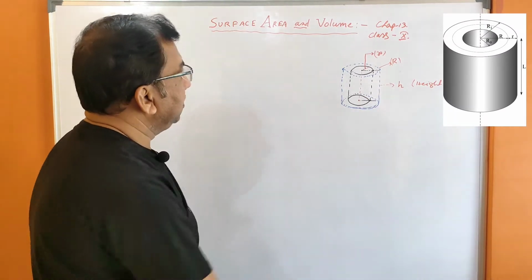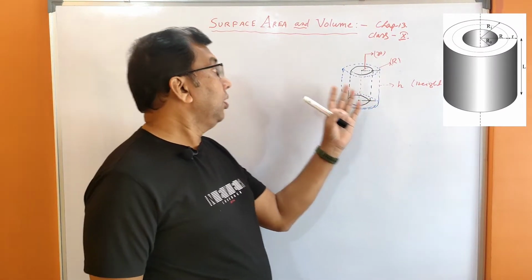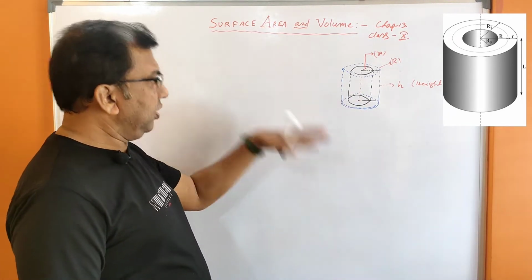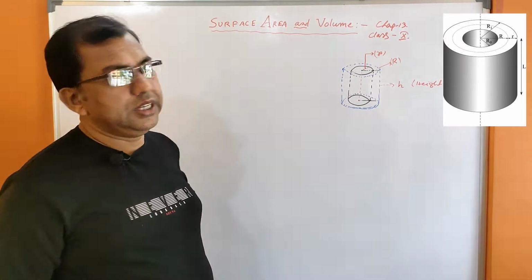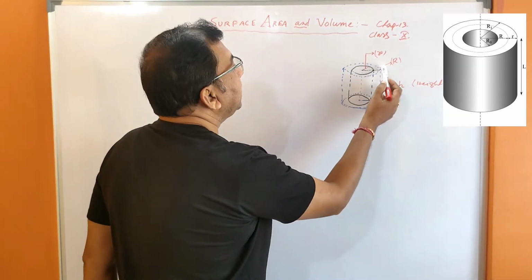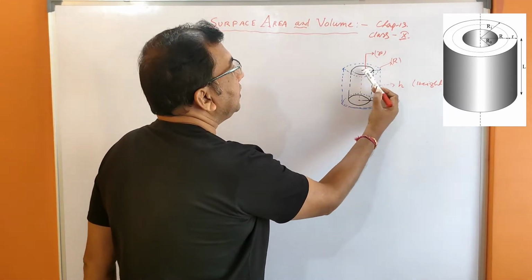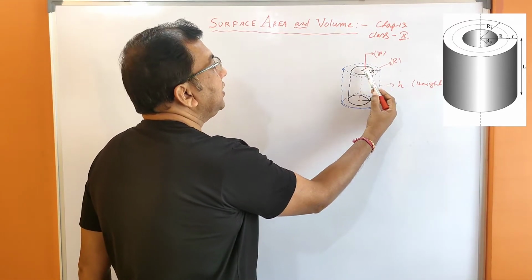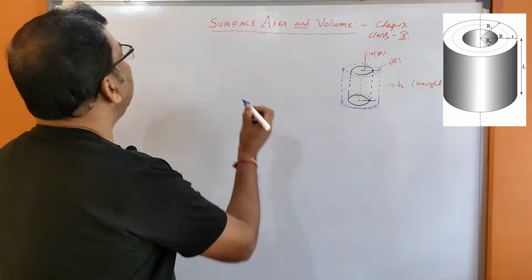So let's say this is the hollow cylinder. Okay, so we have to find out the volume and surface area. All the formulas are in the book, I know, but see a little bit of explanation. This is the hollow cylinder, that is, this is a cylinder and this is also a cylinder. This is the larger cylinder, this is the smaller cylinder. The radius of the larger cylinder is the external radius and this is the internal radius.